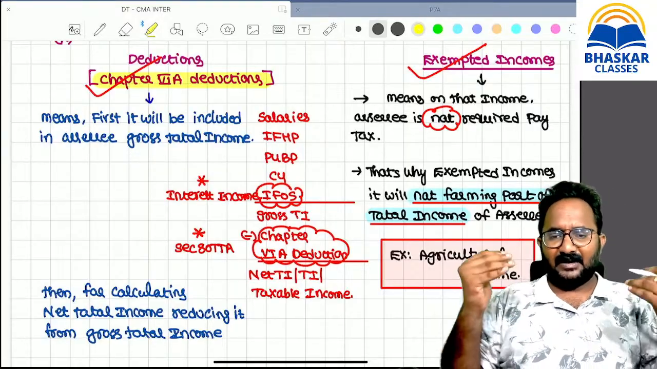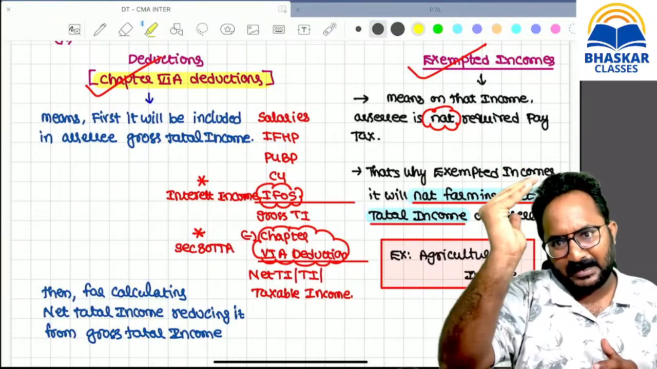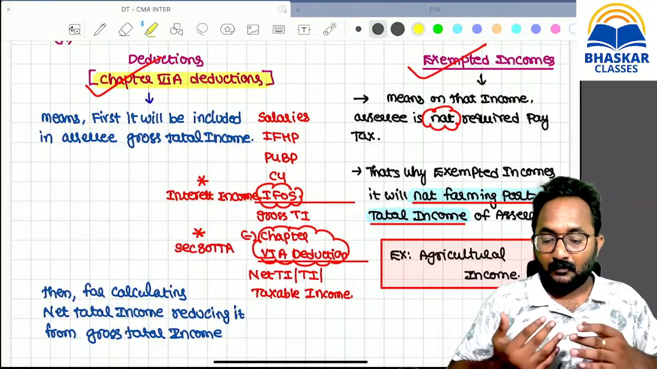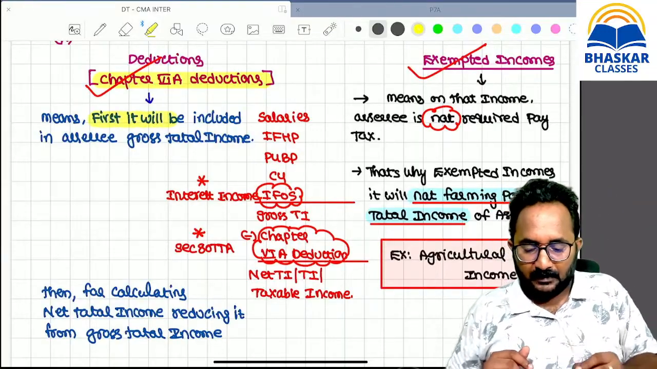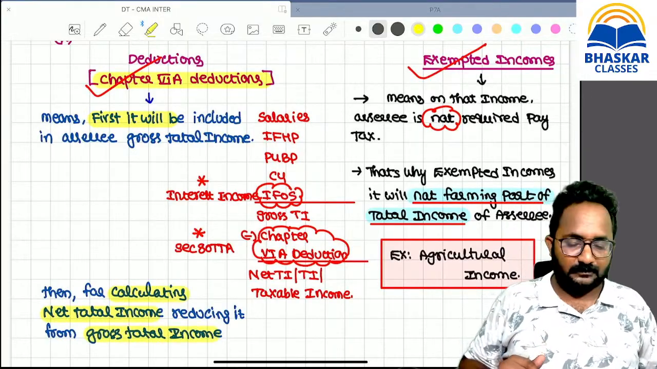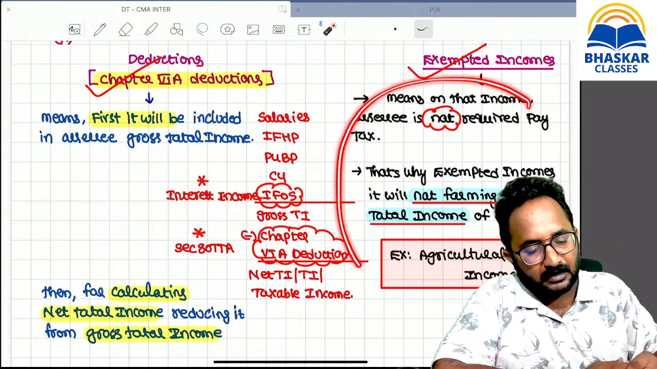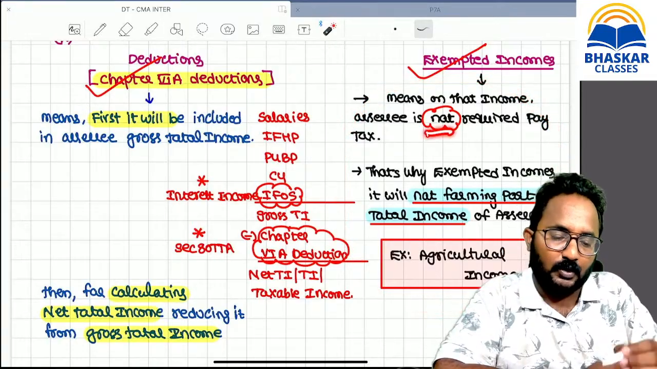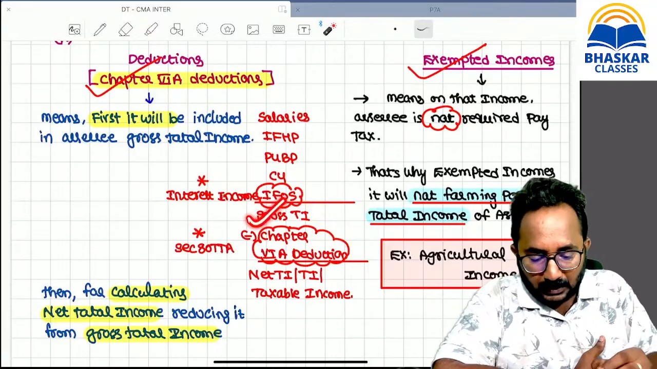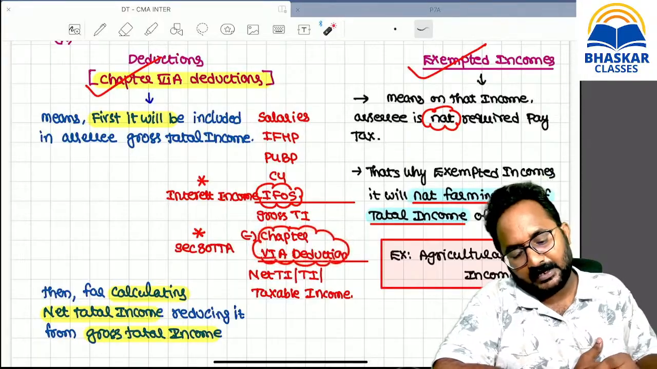Remember, deduction does not mean only Chapter 6A. In every head also, like PGBP, capital gain, income from other sources, house property, we have deductions. That means first it is included in the income, then in order to calculate the net income, we reduce it from the income. That is deduction. Exempted income means it does not form part of the income; it is always excluded, and there is no need to pay tax. Deduction means first it is included in the gross total income, and in order to calculate the net total income, we reduce it from the gross total income. That is called a deduction.